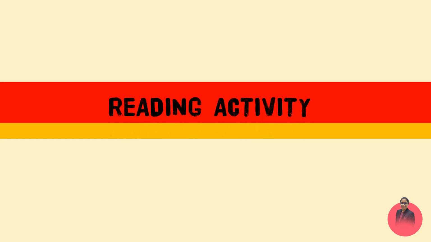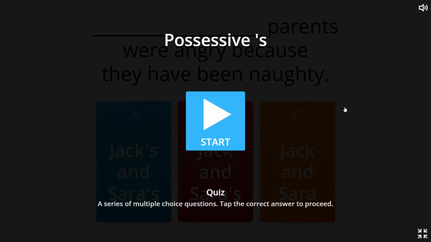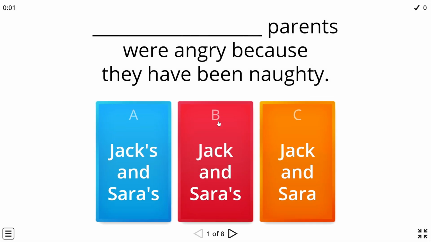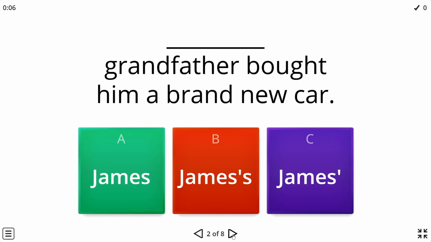Now, we are going to do a reading activity which I have prepared for you. The first activity will be an interactive word wall activity. I will put up the link in my video description so that you can try it out. Just to show you what you are going to play in the word wall interactive activity. So this is an exercise for possessive apostrophe S. Alright, good luck!